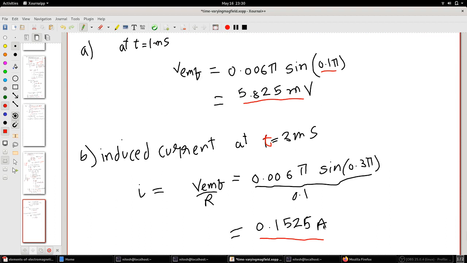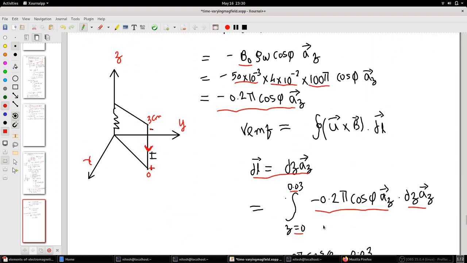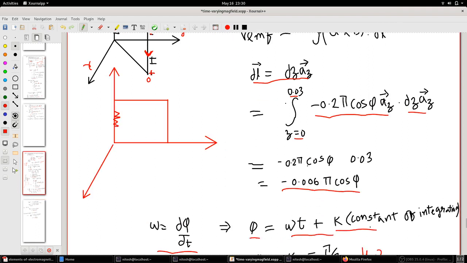This is fine. Now one thing we have to see is what exactly happens at t equal to 0. It is something like this, right? The loop is something like this in the YZ plane at t equal to 0. From the top view, this is where your loop will be along the YZ plane. Z is coming towards us, the Z axis is coming towards us. That's how it will look.